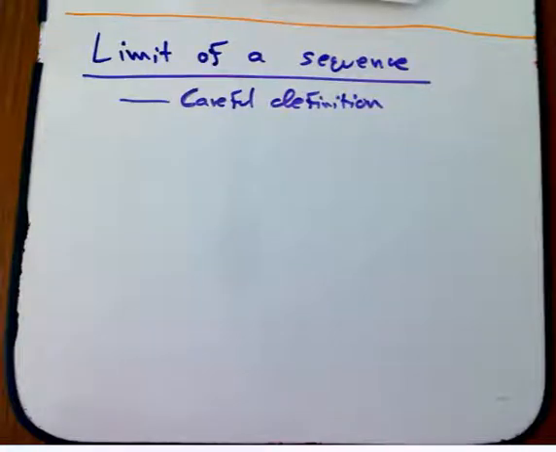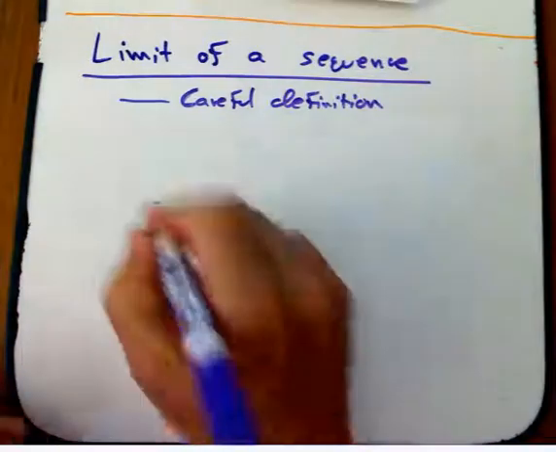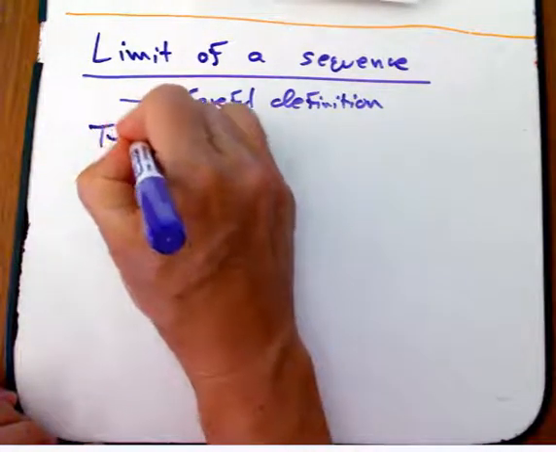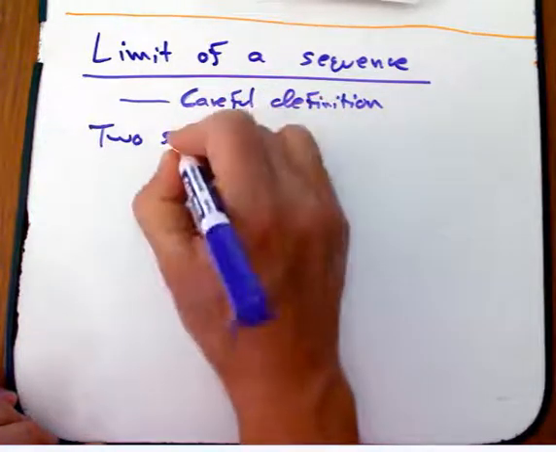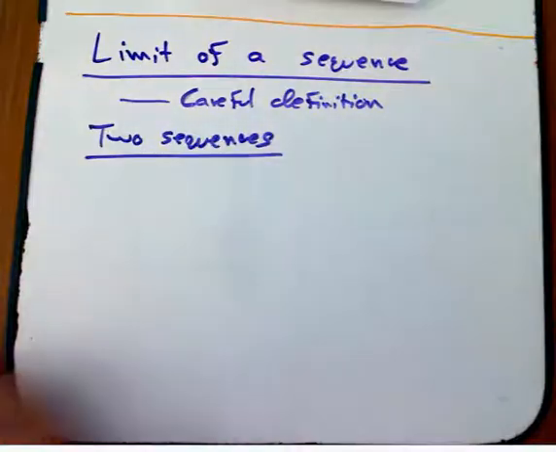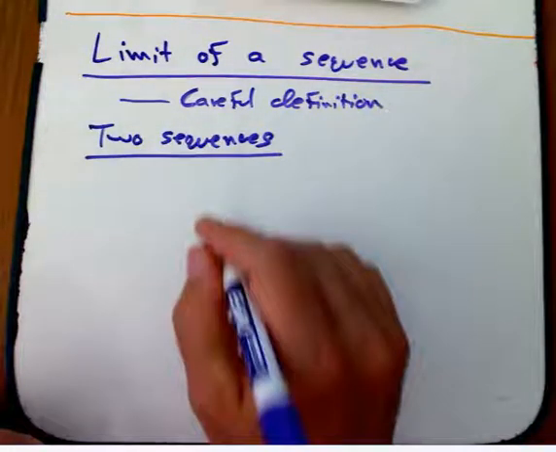Let's look at the limit of a sequence, with the goal of getting to the careful, rigorous, standard mathematical definition. But we're going to start out with some examples. I want to motivate why we would come up with what might look like a complicated definition.